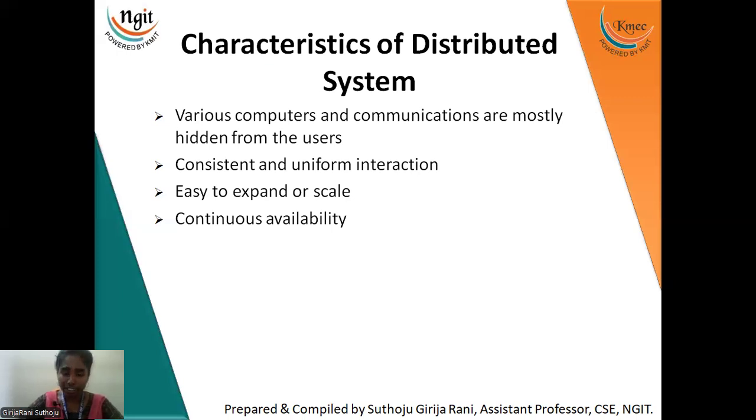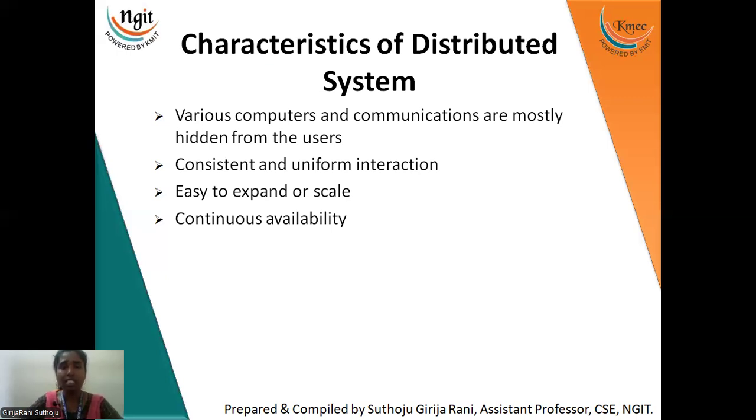The second characteristic, most important, is consistent and uniform interaction. See, consistency and uniform interaction in terms of providing the services. I mean, the users should get all the services without any distraction, without any faults and everything, right? So in this point, we should take care.